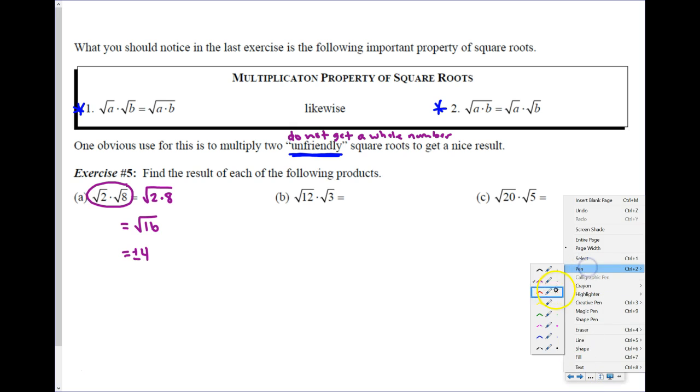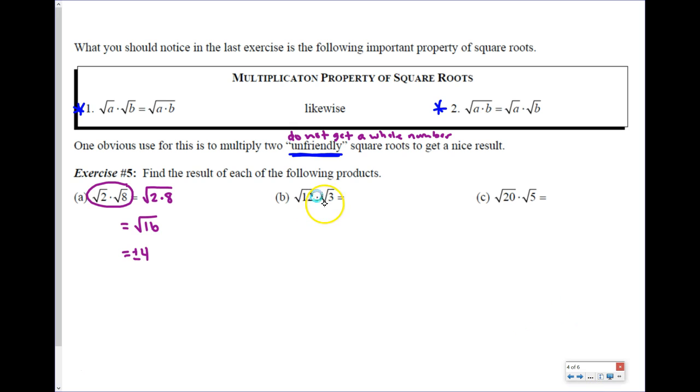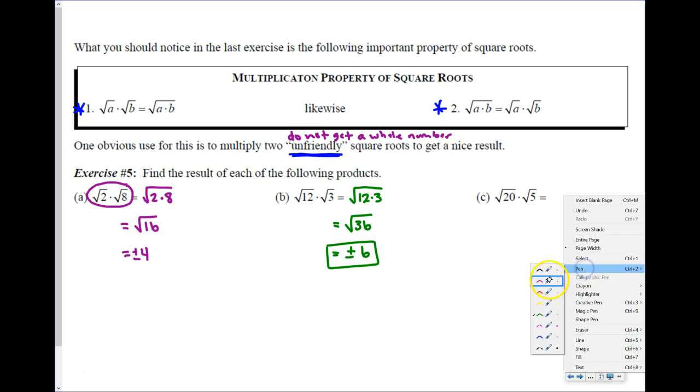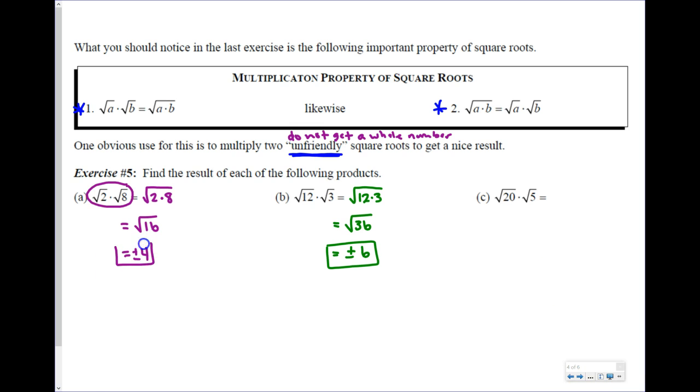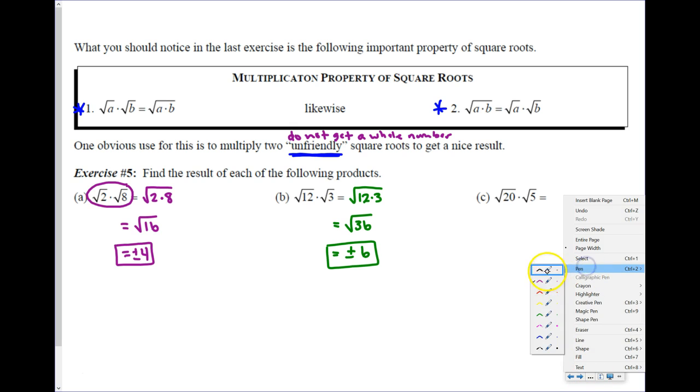Let's try letter B. Now, two unfriendly, not perfect squares, but we can put them together underneath as 12 times 3, and now I'm going to get the square root of 36, which comes out to be a number I know how to take the square root of, plus or minus 6. So this property really helps us. It only works with multiplication. This does not work with addition.